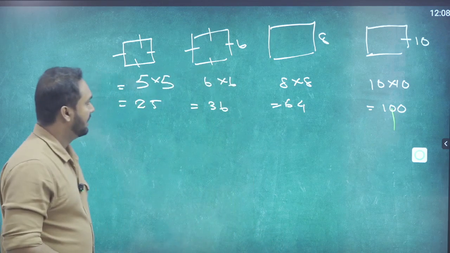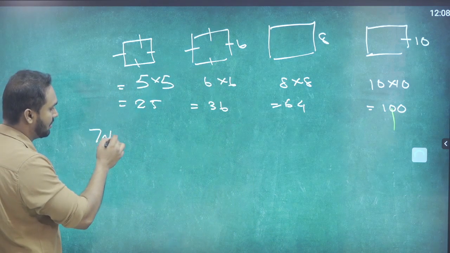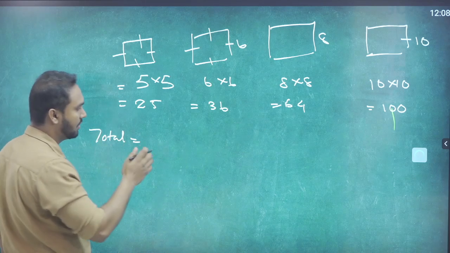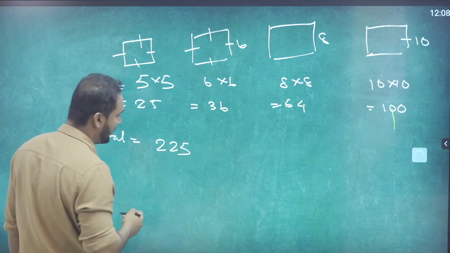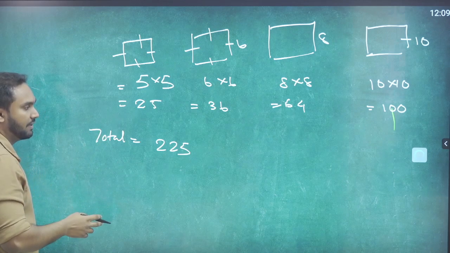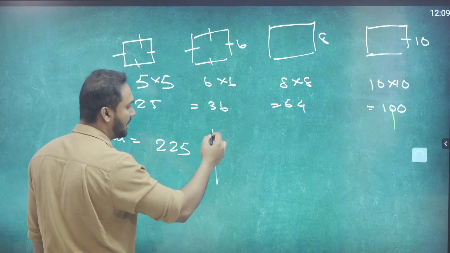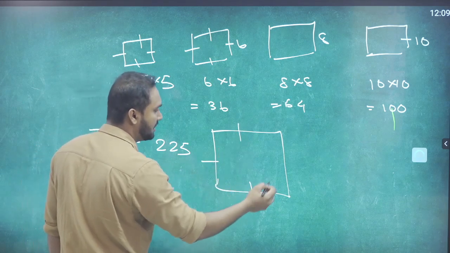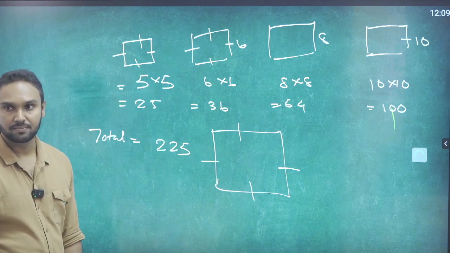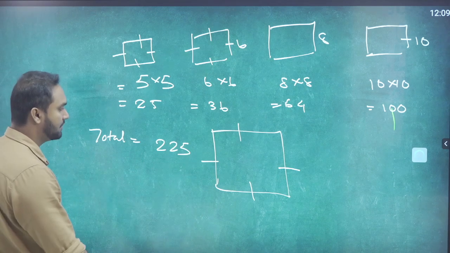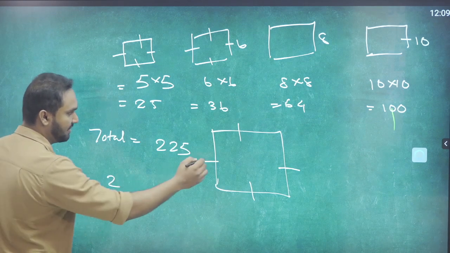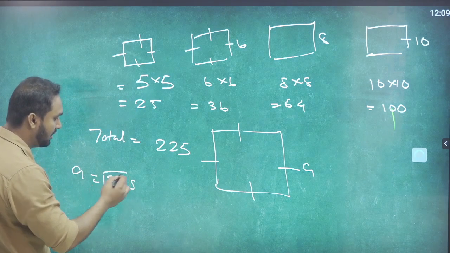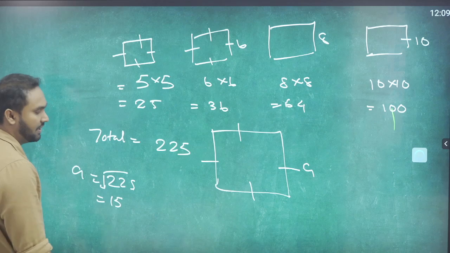So the total of the areas is how much? 25, 36, 64, 200 is 225. So this 225 of area is equal to the area of the large square, right? So how much would be the side length of the large square then? The root of this, right? So the root of this is how much? If you take the side length as a, now a equals root of 225, which is 15, right?